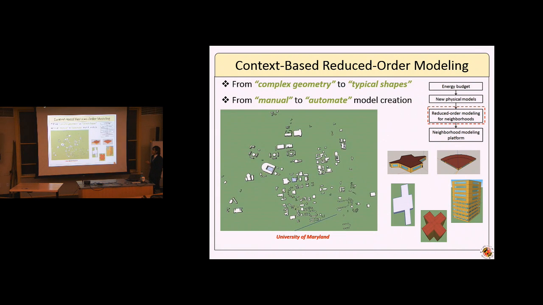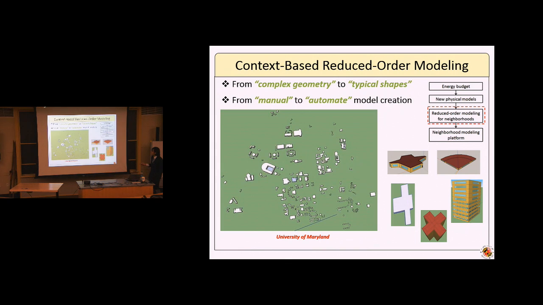So now I did that. Let me see if I could use some of these and automate the process, how I could deploy this at the broader scale. Let's say I'm looking at the University of Maryland campus here. The idea is we have complex geometries. How could I account for the building shapes? How could I represent them with typical shapes? The other thing is, I'm not very interested in manual creation of individual models. I'm interested in automating the process, making it generalizable and reproducible. That's what I used for my PhD dissertation, trying to automate the process.